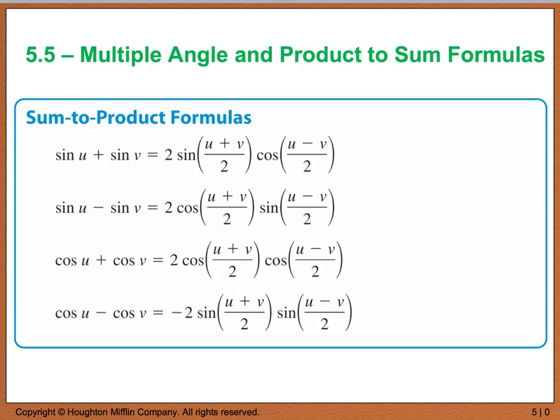And the last set of formulas that we're going to be given are called sum to product formulas. And these look like sine u plus sine v, sine u minus sine v, cosine u plus cosine v, cosine u minus cosine v. And you can see that these are what you're given. Again, these will be on your sheet.